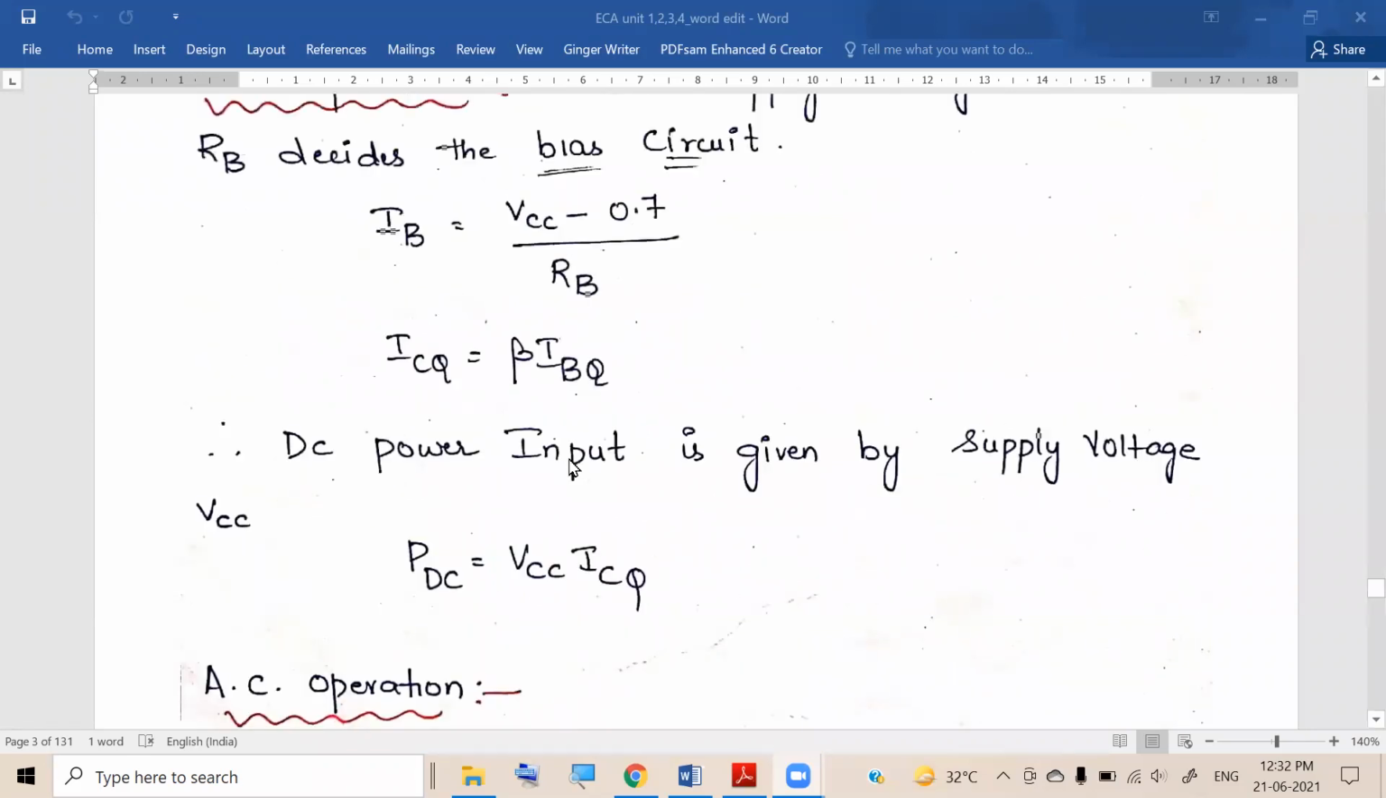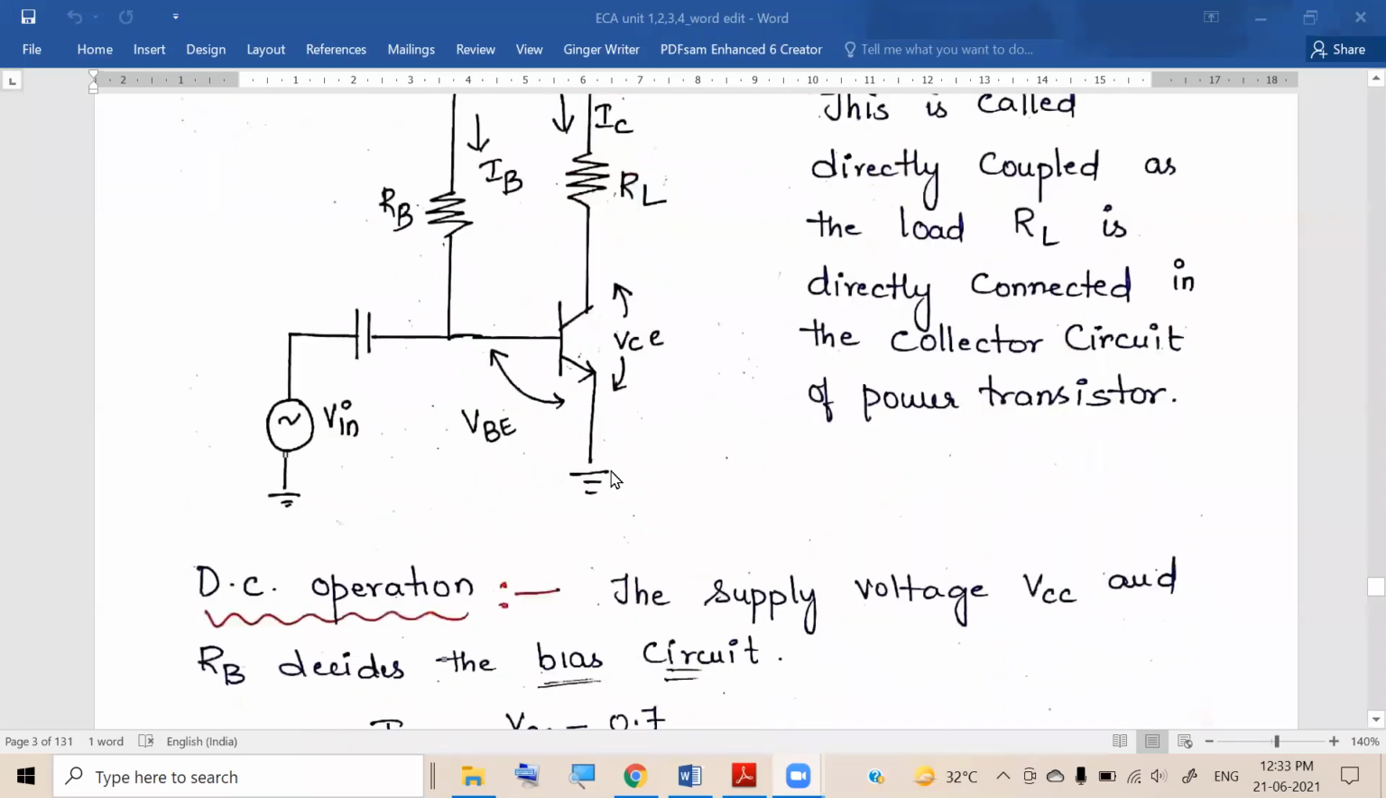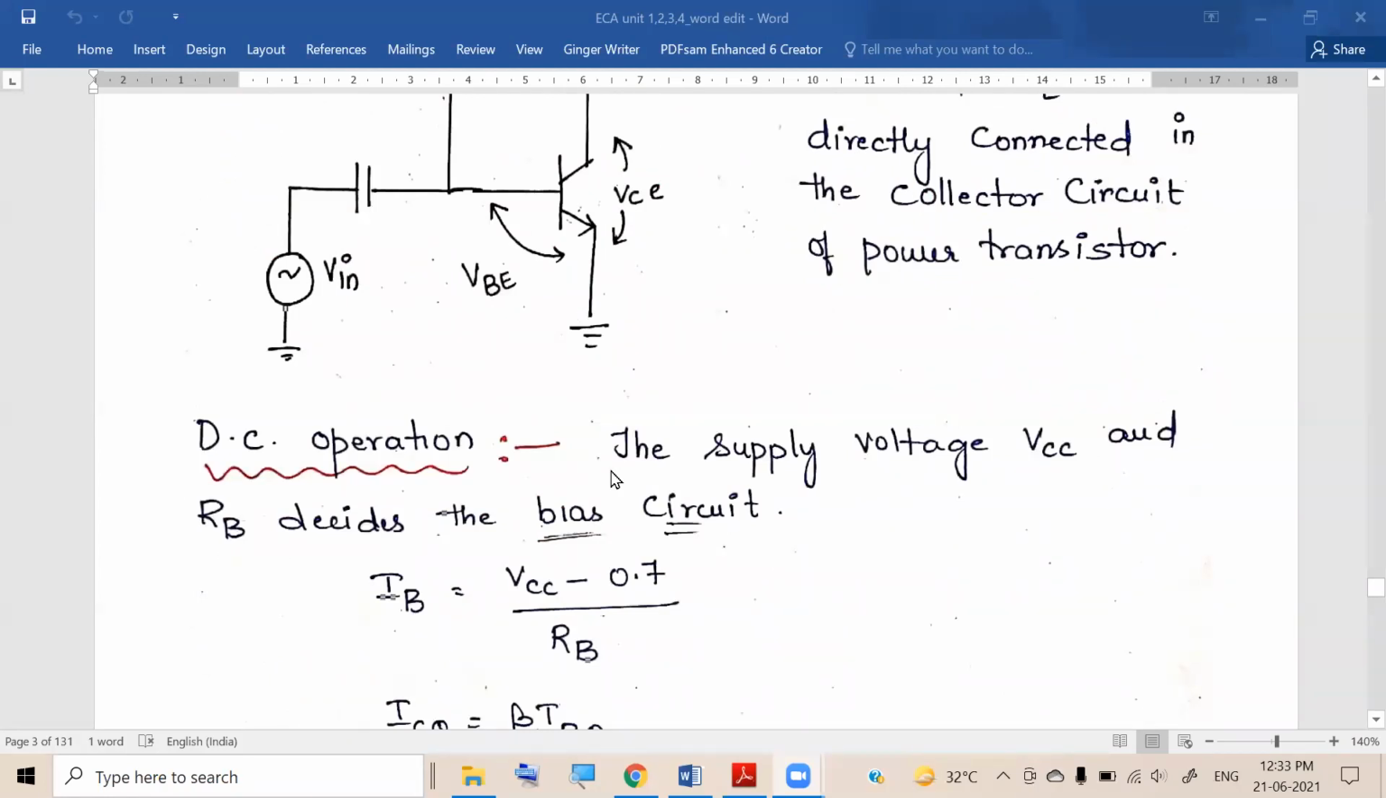Why are we trying to find this? We are trying to find the efficiency of this circuit. What is the efficiency of this circuit? We are trying to find out. So what will be the power efficiency?